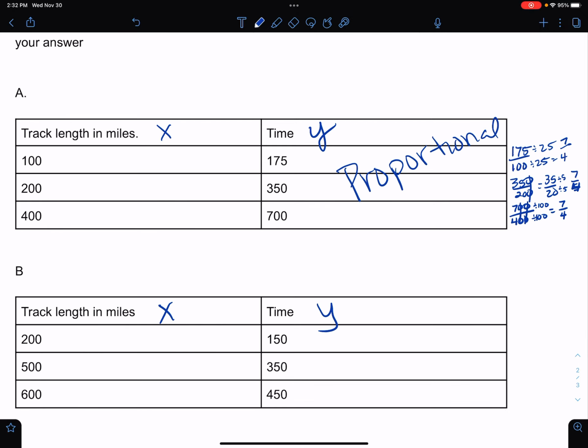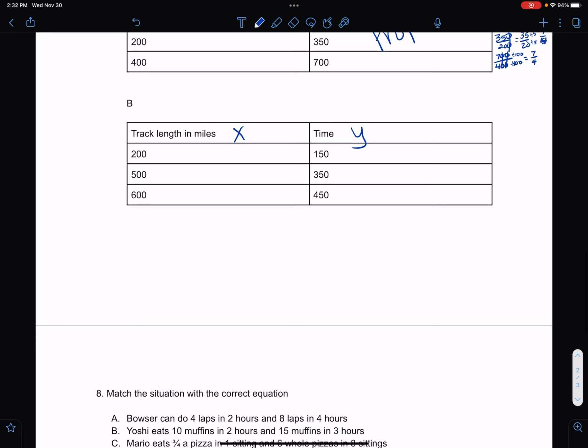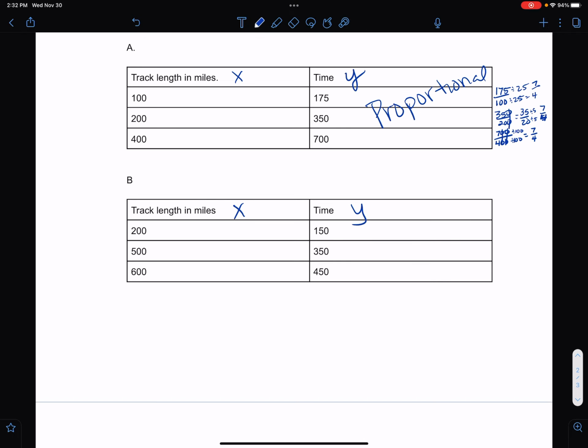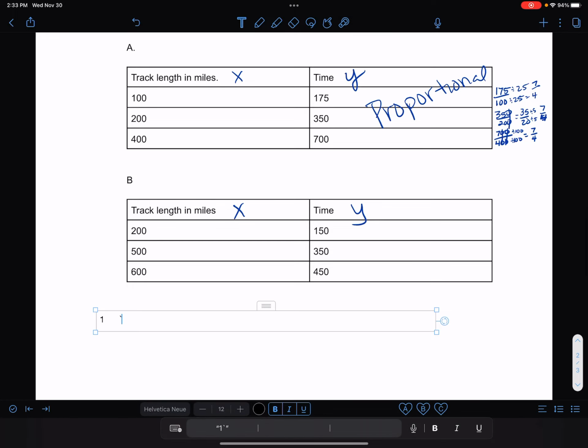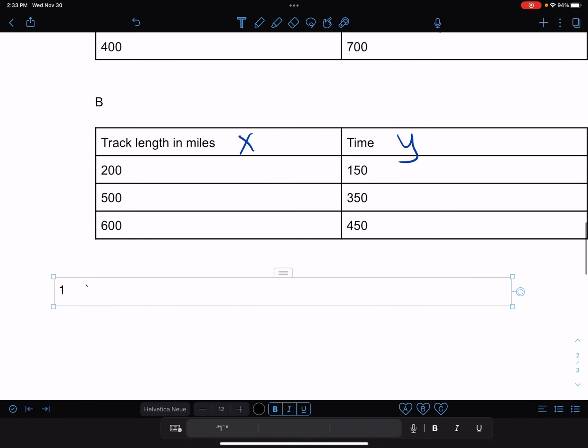So I don't have to check the bottom one, but I do have to explain it. So let me see the explain. I'm going to go to text. I will make it a little bigger so that you guys can see it, I hope. Track A is proportional because the constant rate is 7 over 4 for all of the tracks. Ta-da!